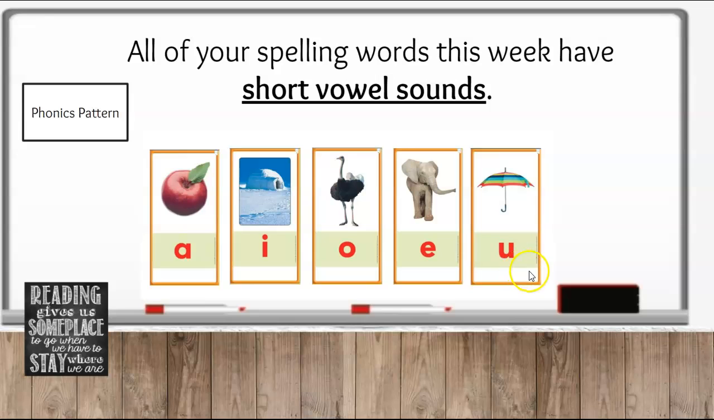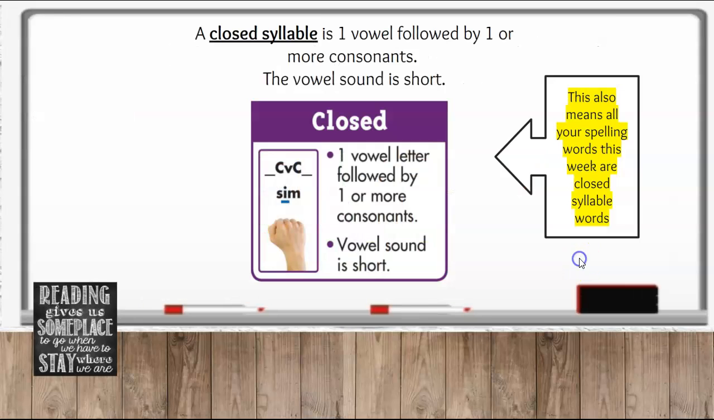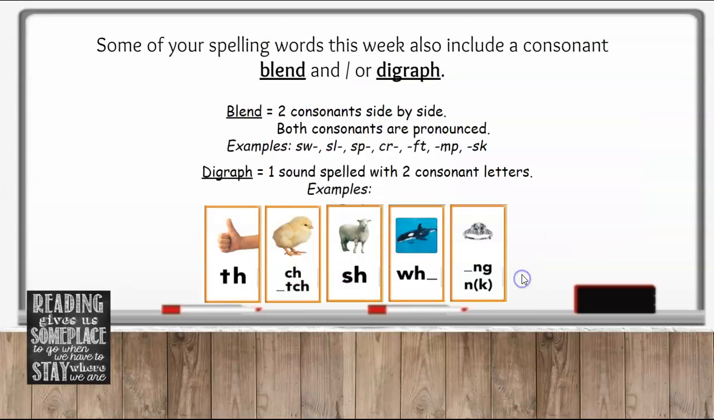Again, all of our words have the short vowel sounds. They also all follow the closed syllable. Remember, a closed syllable is one vowel followed by one or more consonants. The vowel sound is short. So we would have our closed fist. This is a symbol for a closed syllable.